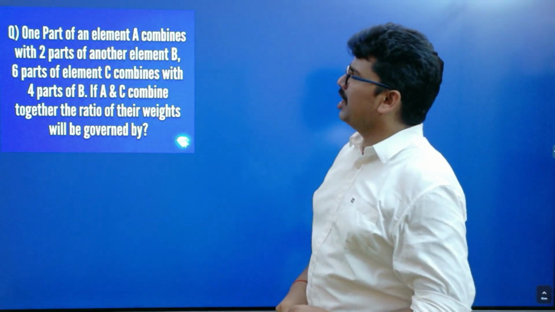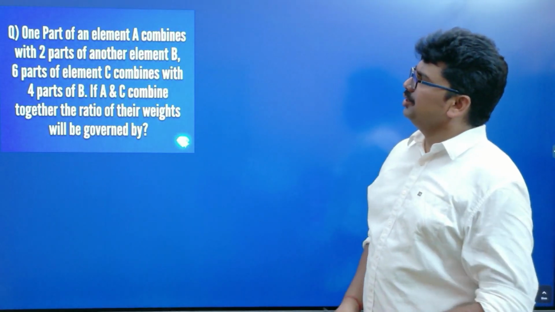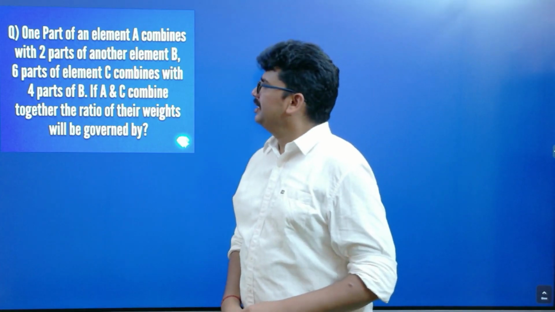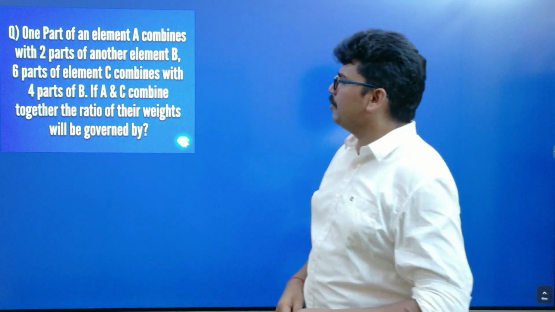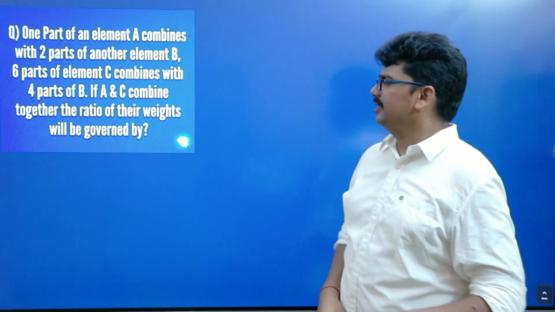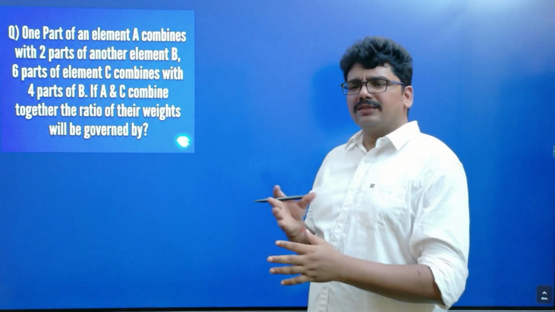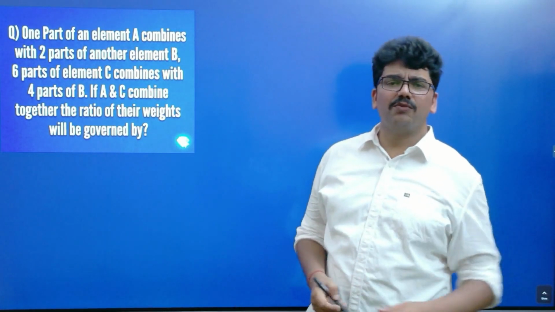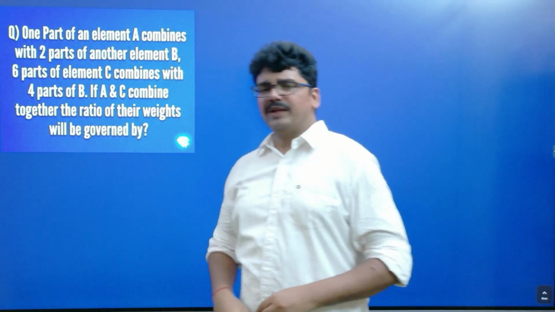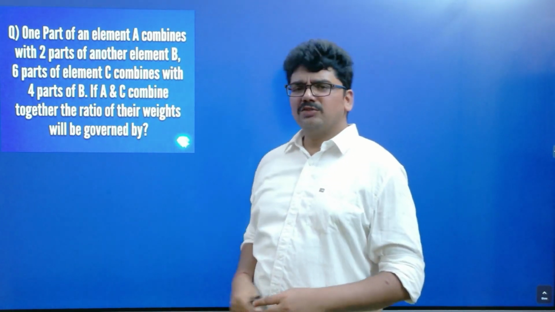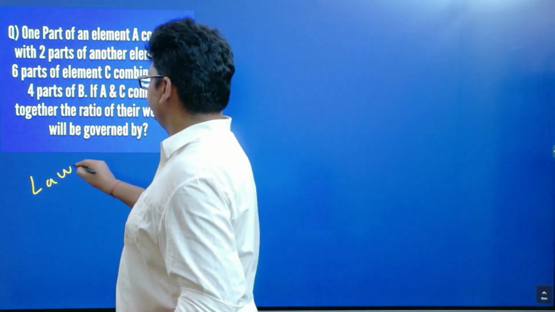A question related to the law of reciprocal proportion. One part of an element A combines with 2 parts of another element B. 6 parts of element C combine with 4 parts of B. If A and C combine together, the ratio of their weights will be governed by which law? If the problem is discussing two elements, that is the law of multiple proportion. Here in this problem, they are discussing three elements, so three elements means the law of reciprocal proportion. The answer is the law of reciprocal proportion.